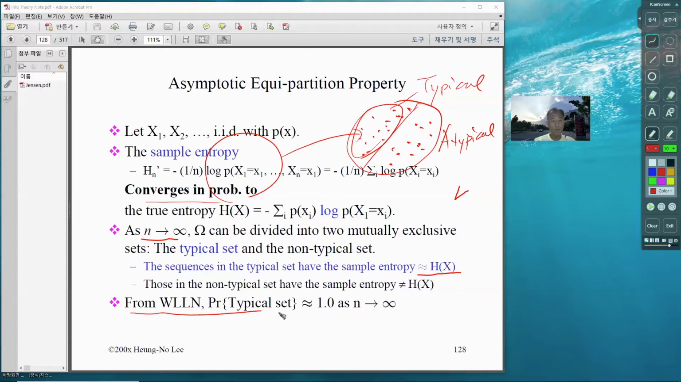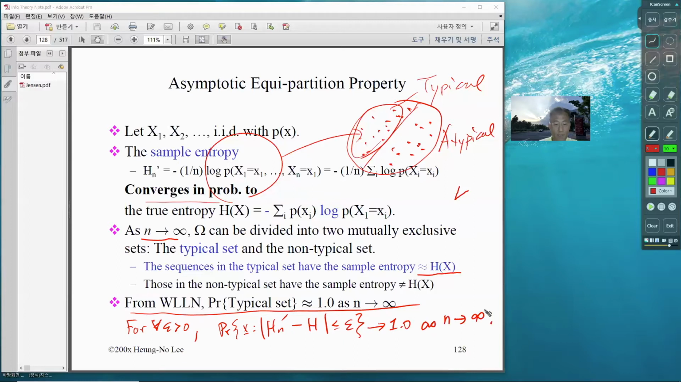What we mean by this, using the definition that we had, is that for each epsilon greater than 0, the probability of all x's for which the difference between the sample mean and the expectation is smaller than or equal to epsilon goes to 1 as n goes to infinity. That is the meaning of this statement.